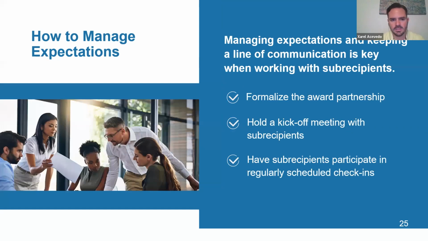All right, so the first part is how to manage expectations. Okay, so we say that managing expectations and keeping, like I said, a constant open line of communication is key when working with subrecipients. Okay, try and formalize the award partnership. I think I touched on this before. When we say form, it's sort of, is it going to be an agreement? Is it going to be a contract? Is it going to be an MOU? Okay, the form.